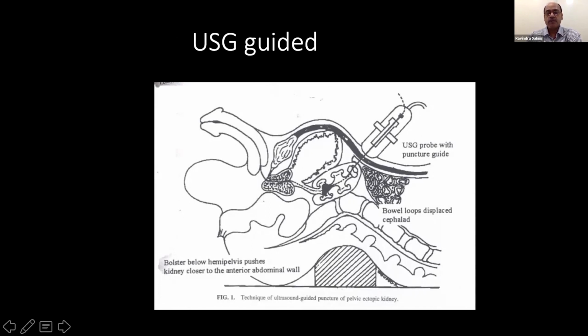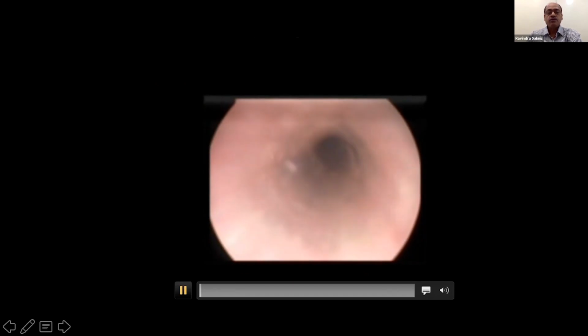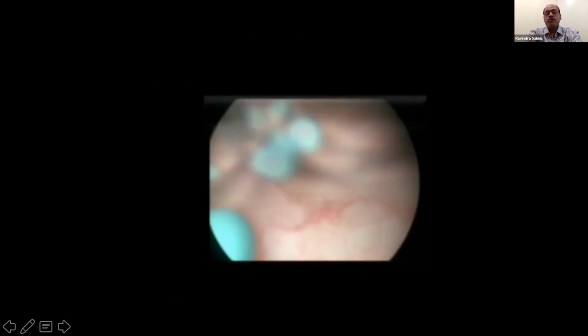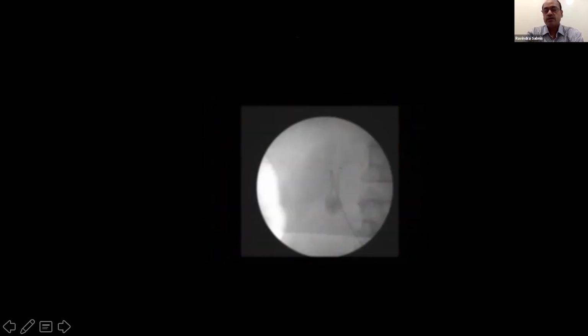This is a diagrammatic representation where we just press the probe to the kidney, displacing all the bowels. Make sure that on the sonography, there is nothing between the probe skin and the kidney surface. It may be through peritoneum, but once you ensure that there is no vessel and no bowel inside, then the puncture can be made, the tract can be dilated, and PCNL can be performed. This is one of the cases where I will show you the ectopic kidney. We have done a lot of cases about it.